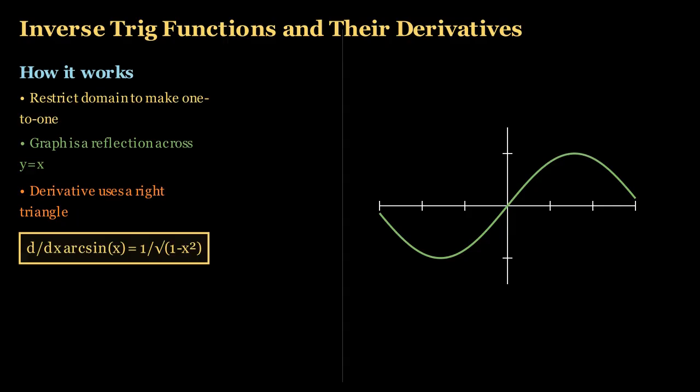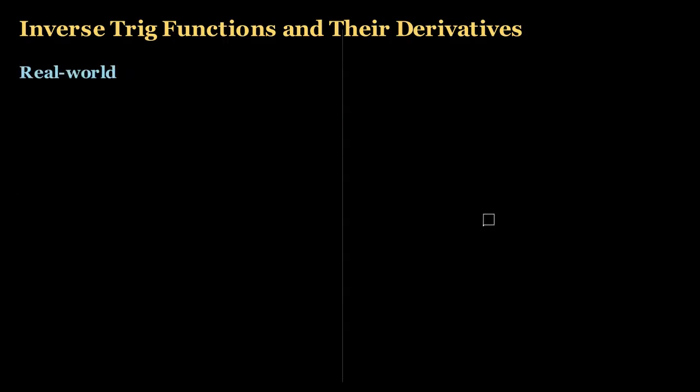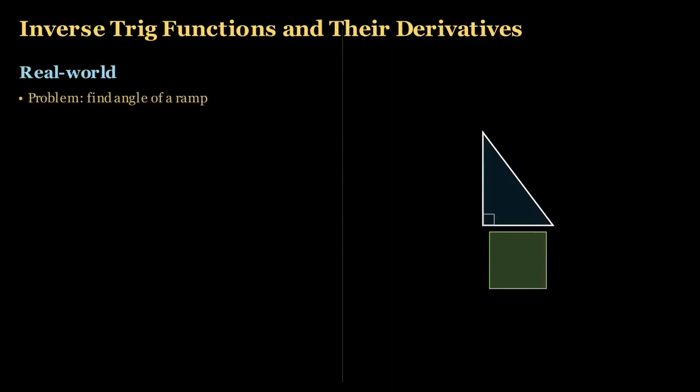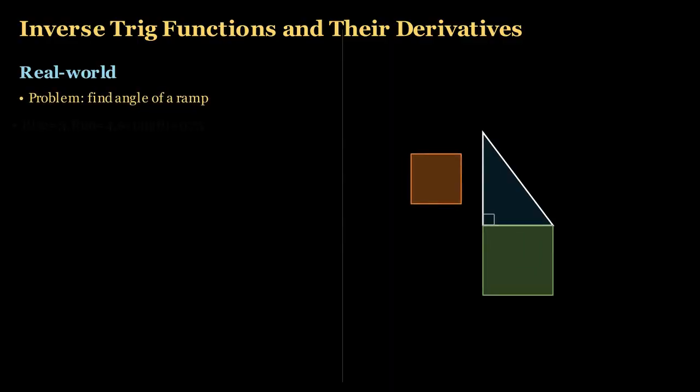We know the tangent of the angle is the rise over the run, which is 3/4, or 0.75. To find the angle, we use the arctan function. So theta equals arctan of 0.75. When we calculate this, we get an angle of about 36.87 degrees. This is the exact angle you need to set your saw.